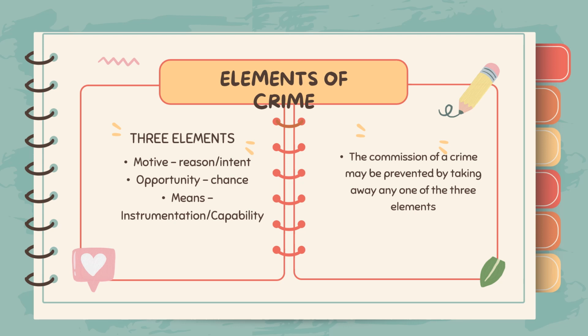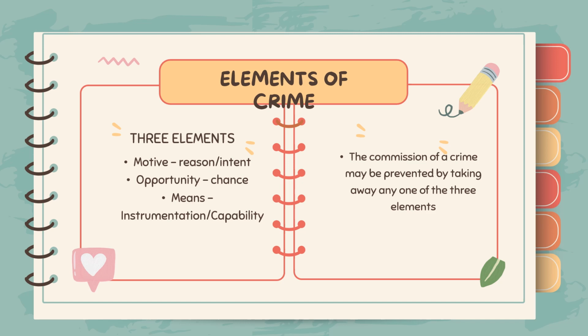In recognizing and identifying these elements, the commission of a crime may be prevented by taking away any one of those three elements that I've mentioned. So that is the essence of crime prevention activity. There would be no crime if you remove at least one of those elements.